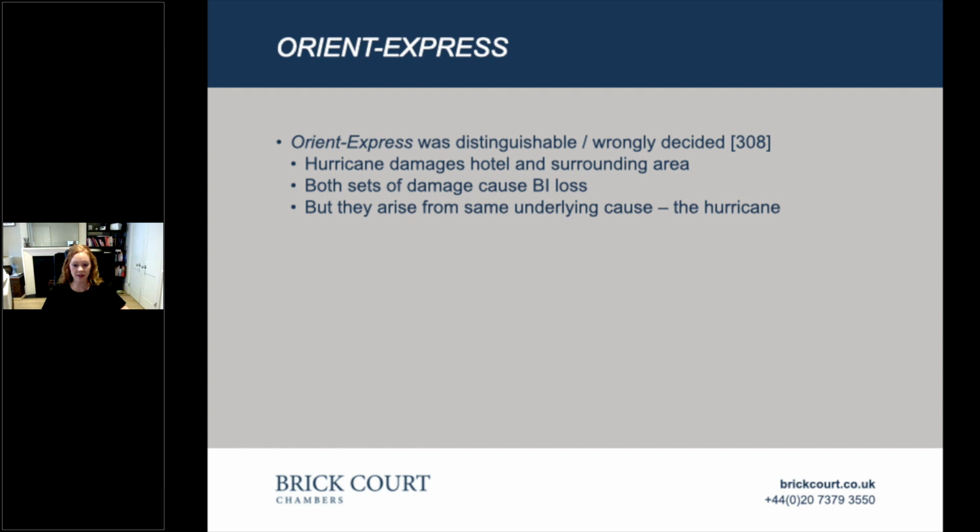The Supreme Court said that now that ORIENT-EXPRESS was wrongly decided, both the damage to the hotel and the damage to the city caused the hotel business interruption loss, and both arise from the same underlying cause, the hurricane. So you can't trends adjust to reflect the circumstances of the damaged city, as that is not unconnected with the damage to the hotel. In conclusion then, trends clauses have not reduced policyholders' claims here. They may well be something which is going to be revised in due course, so we might see a new way of approaching quantification of the indemnity, and insurers may look to more effective ways of limiting payouts in the future.